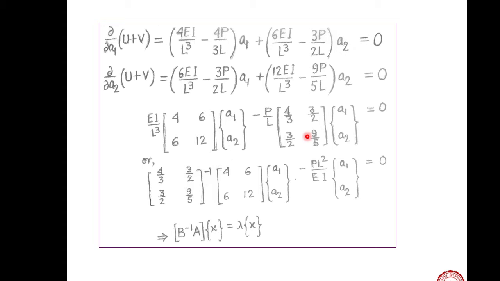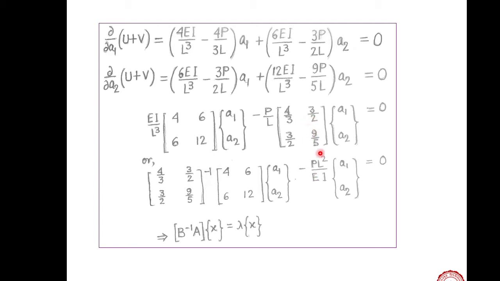So what happens from there? If we multiply this particular equation by the inverse of this matrix, then what will happen? The inverse of this matrix is here, this into this matrix, and this is cross multiplied here. So we are getting this term. This is nothing but our buckling coefficient, lambda, and this is identity matrix I.